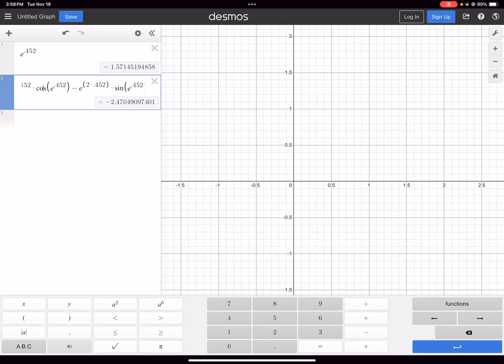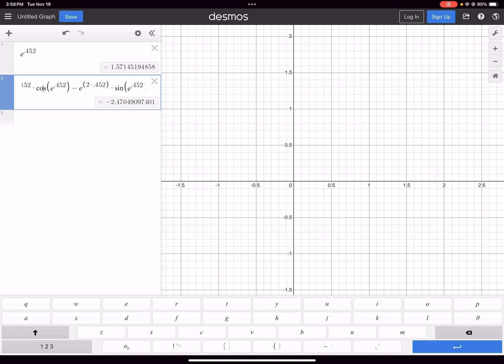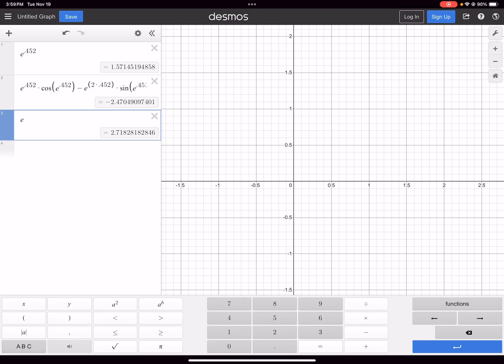Plugging in this last one is pretty straightforward when you do your cosine. But to get E, so you see what I did, I have my answer here. To get E, it's this E right here, where I just randomly put an E. But we can go down here. So if I wanted E to the X, that's how I would do it.